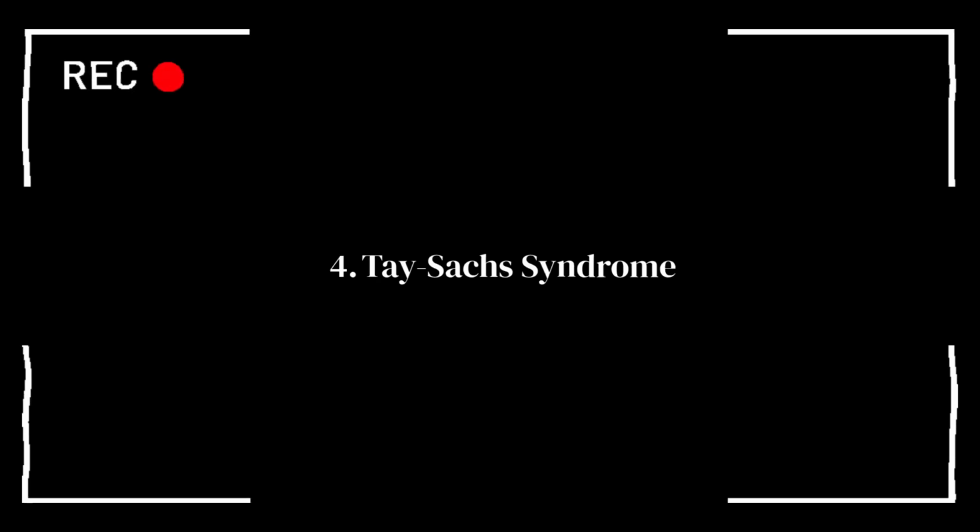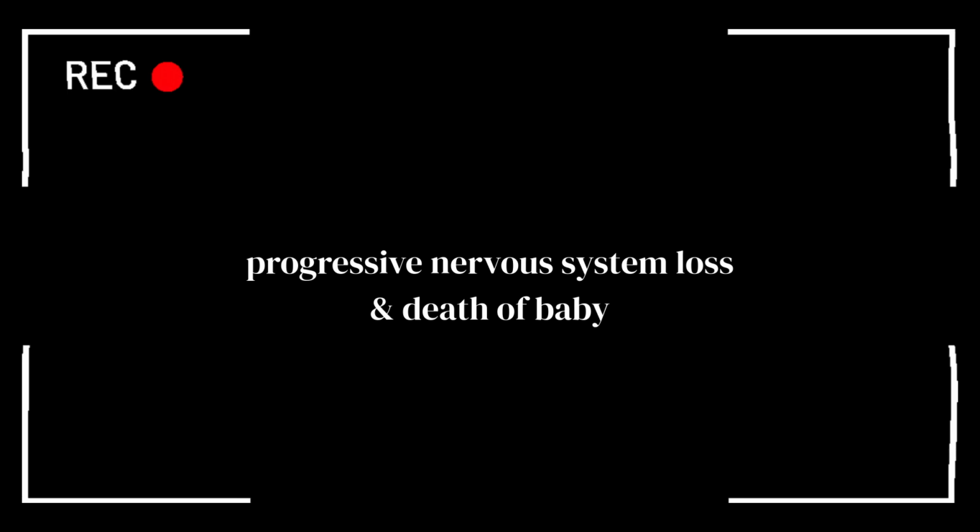Next we have Tay-Sachs disease. This condition is very different from the others. Tay-Sachs is a genetic disorder that destroys nerve cells in the brain and spinal cord. It is caused by a mutation that prevents the body from breaking down certain fatty substances in nerve cells. Because these substances build up, they become toxic to neurons. The result is progressive loss of nervous system function.